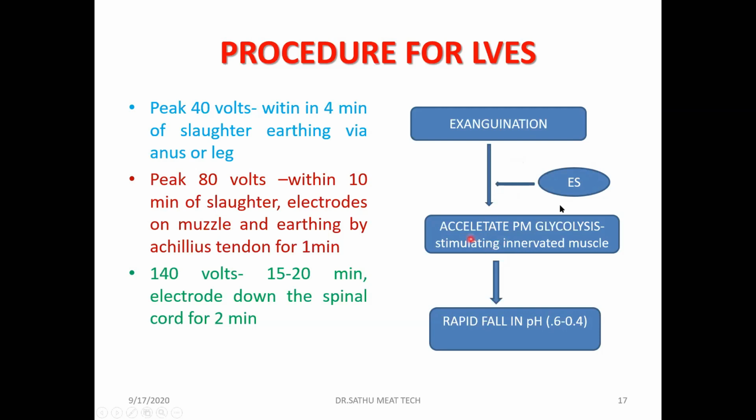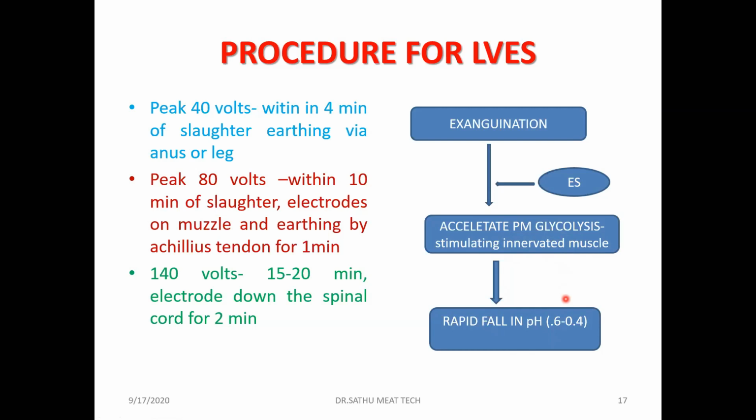So what is happening? When you give the electrical stimulation, accelerated postmortem glycolysis takes place, stimulating the innervated muscles. It works on the nervous system, so the nerves should be active. As time goes, the nerves will decay and will not remain active. So in the innervated muscles, it will stimulate the muscles. There is a rapid fall in the pH, that is delta pH. We have seen in the meat technology unit, the pH goes from 7.1 to around 6.5. And further fall in the pH will take place, and a pH of 6 will be attained in around 1.5 to 2.5 hours.